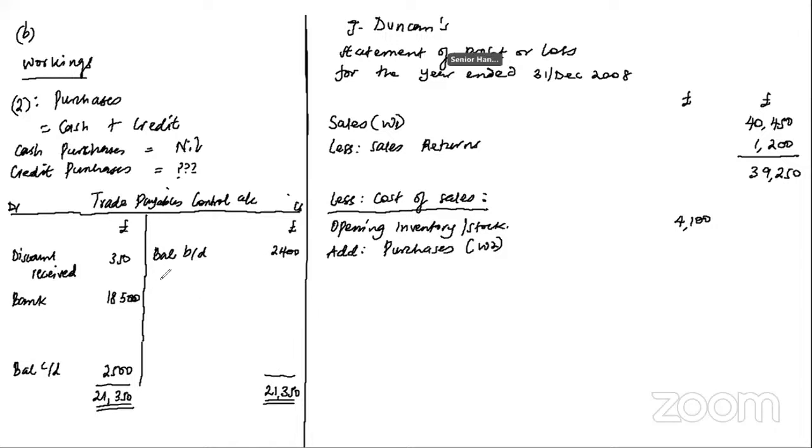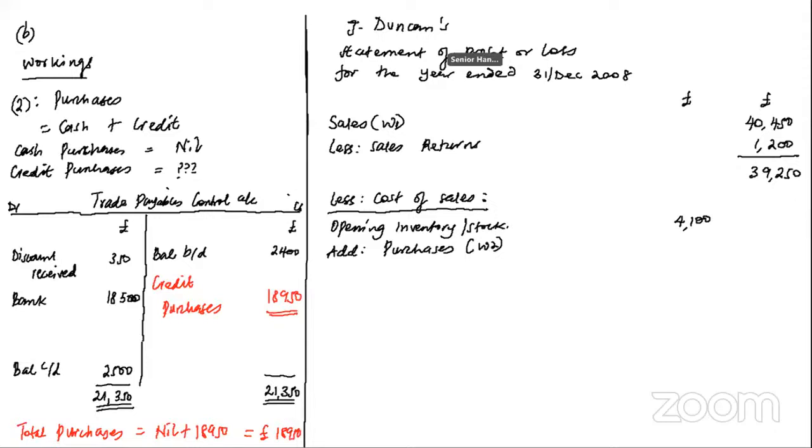of credit purchases of 18,950. That is your credit purchases figure. So your total purchases in this case equals nil because we don't have cash purchases, then plus the credit of 18,950, giving us a total still of 18,950.